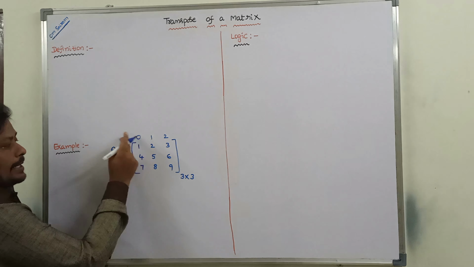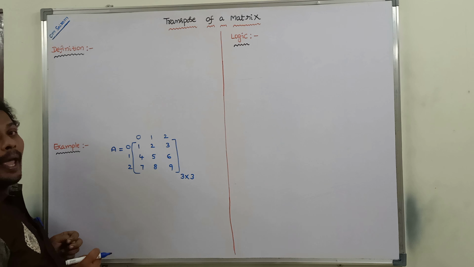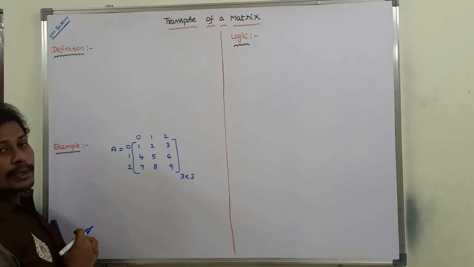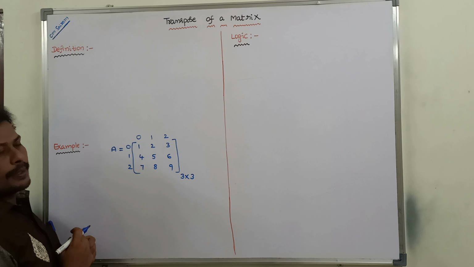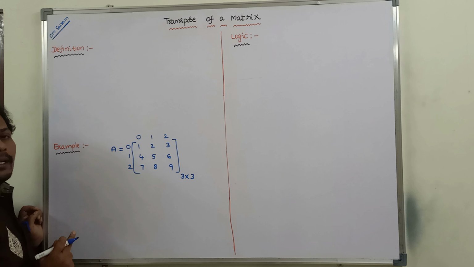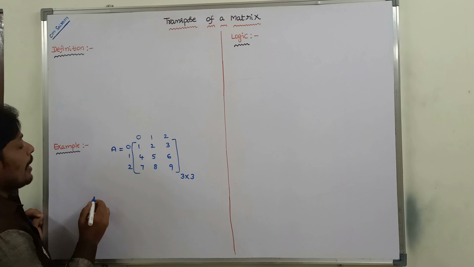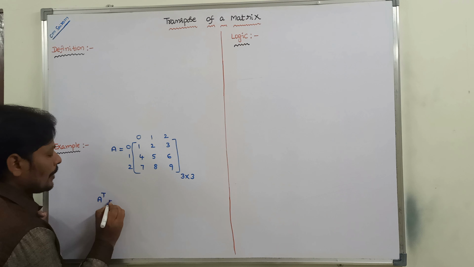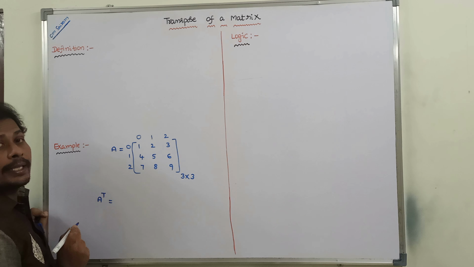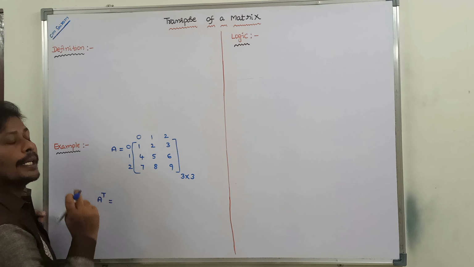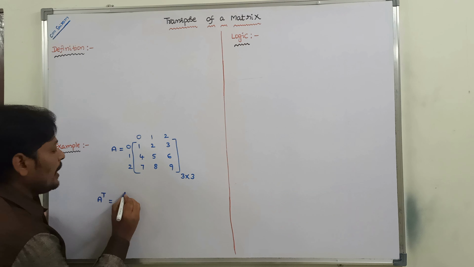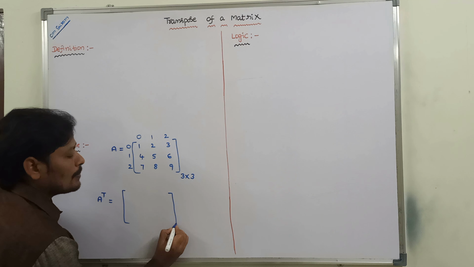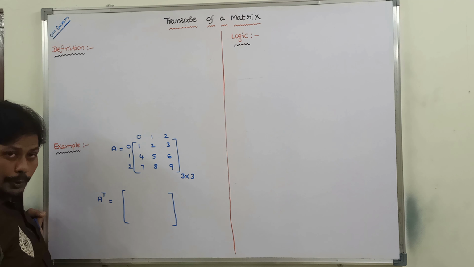So this matrix A is called a square matrix. It contains the same number of rows and the same number of columns. For this matrix A, the transpose of a given matrix is denoted by A power T. A power T is nothing but the transpose of the given matrix A, which can be obtained by changing the rows into columns and columns into rows.